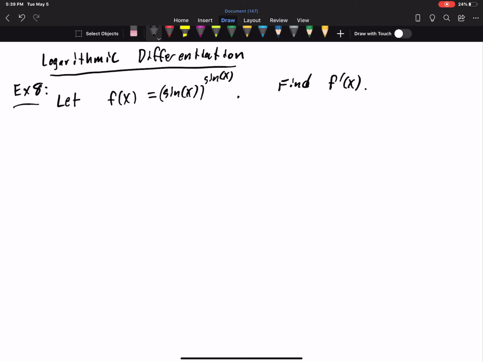Example number 8. What a wacky looking example. Is this a type of function that actually exists? Turns out, yes it does. Okay, so our goal is to find the derivative of this thing. How do we go about it?